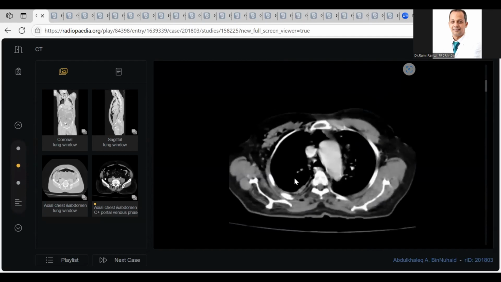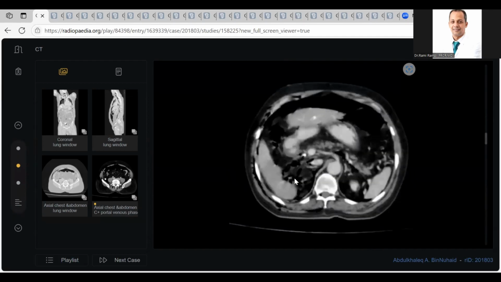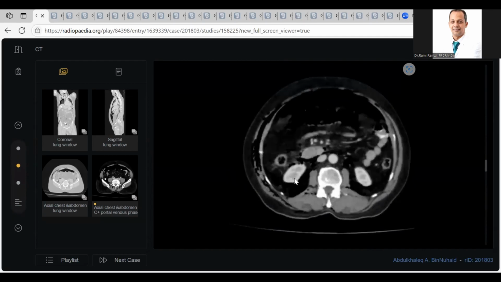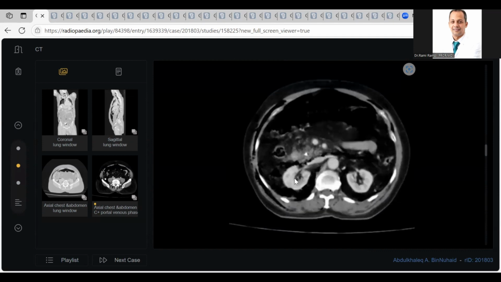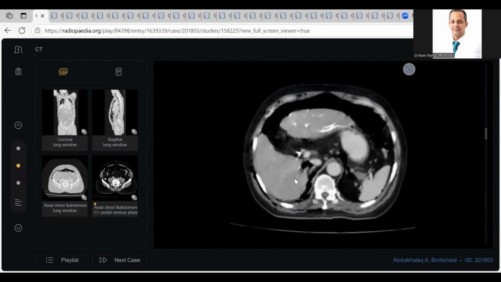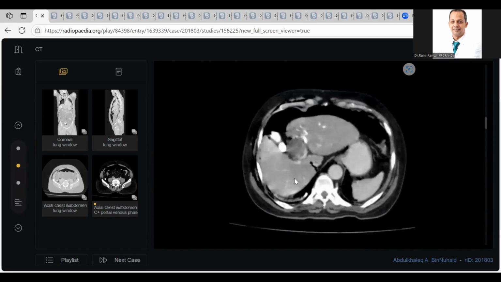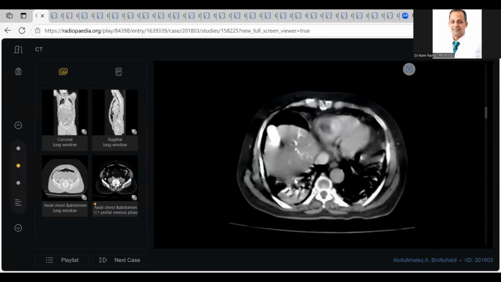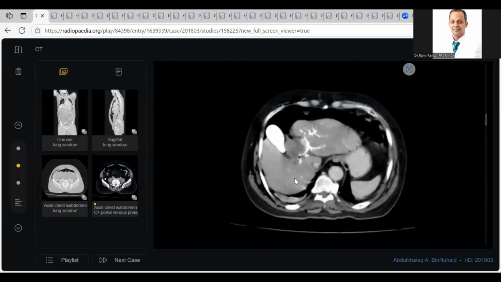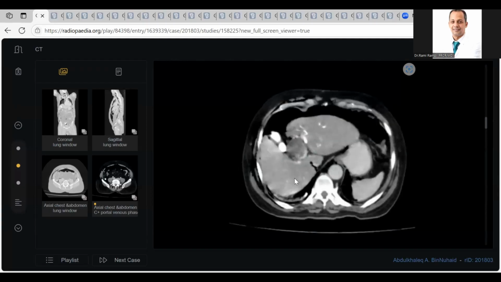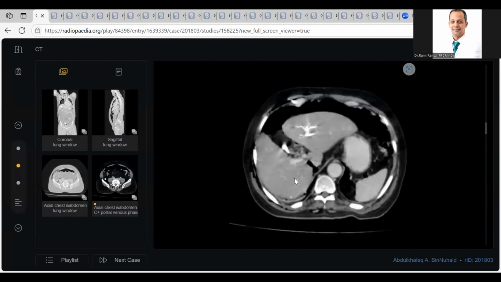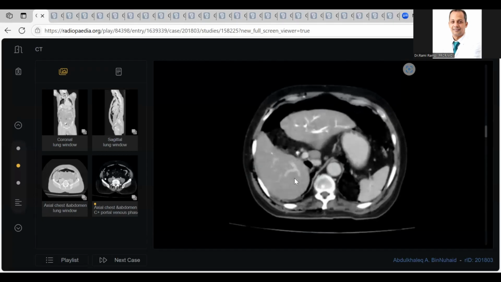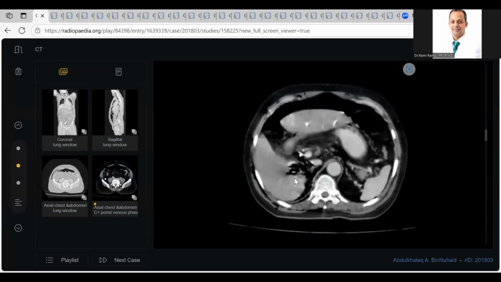What is the name of the procedure done here? This is ERCP, I mean PTC. ERCP as well. Complicated by pneumobilia and also free air in the peritoneum, pneumoperitoneum. What caused this pneumoperitoneum?